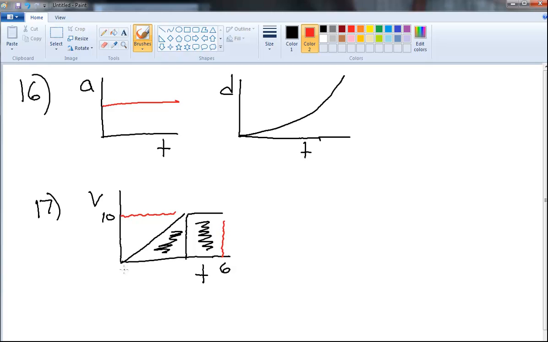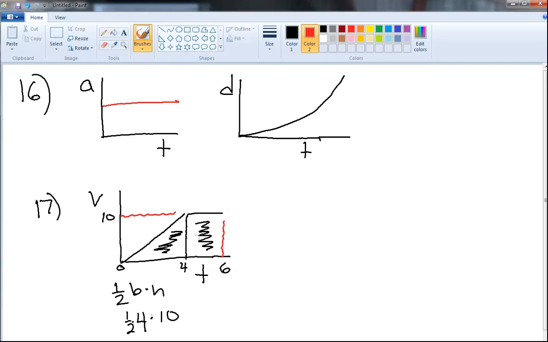So the area of the triangle goes from 0 to 4. The area of the triangle is 1/2 base times height. The base is 0 to 4, so the base is 4. The height is 0 to 10, so the height is 10. And then 1/2 of that. So the area of the triangle piece is going to be 40 times 1/2, which is 20.